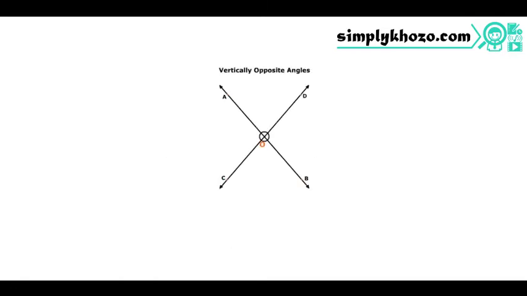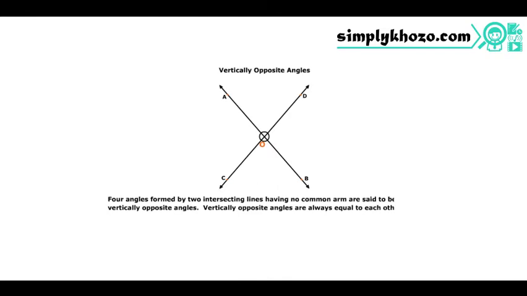Vertically opposite angles. Four angles formed by two intersecting lines having no common arm are said to be vertically opposite angles. Vertically opposite angles are always equal to each other. Look at the figure. Angles 1 and 2 and angles 3 and 4 are vertically opposite angles. Angle 1 is equal to angle 2 and angle 3 is equal to angle 4.